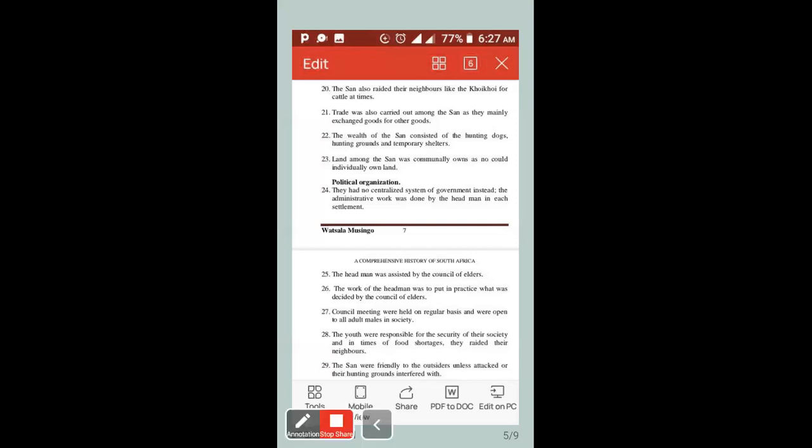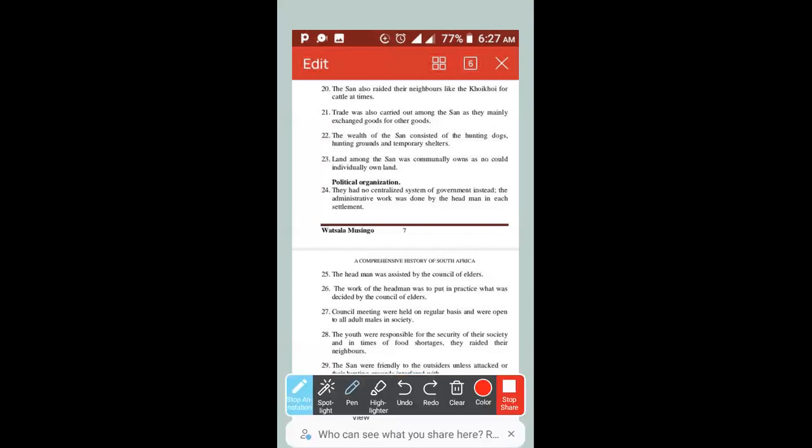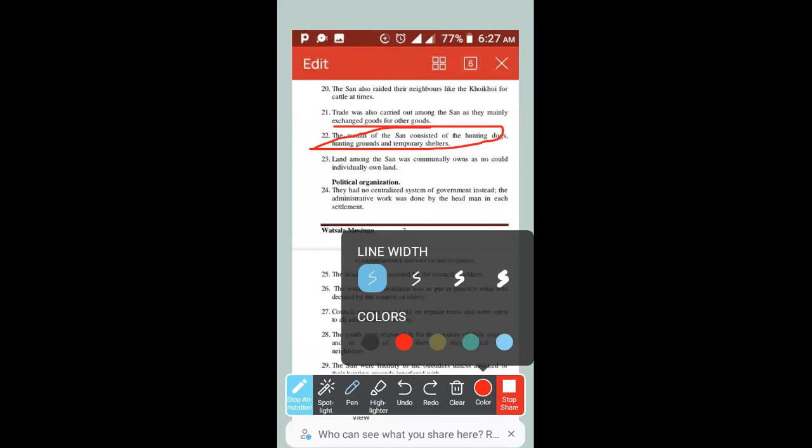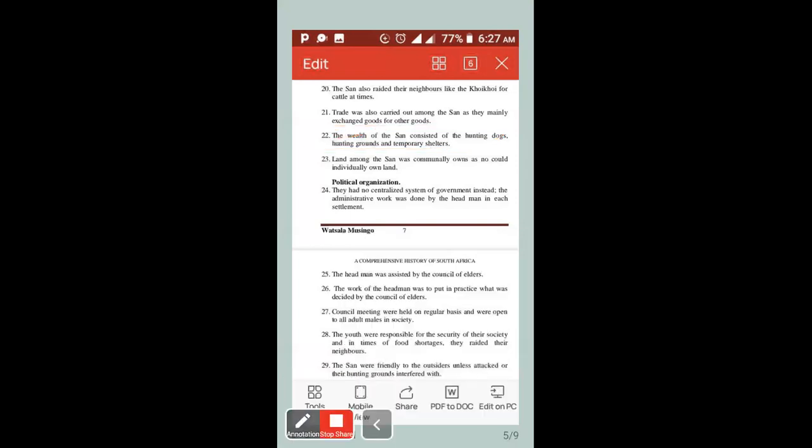Yeah, madam, this is what she wanted. The wealth consisted of the hunting dogs. Are you going to supplement the name? What are they meaning here? Madam, let me try to give out. What the meaning is, the wealth of the San consisted of the hunting dogs, hunting grounds, and temporary shelters. Remember, they had no issue with anybody except when they tampered with their temporary shelters, hunting grounds, and the dogs.